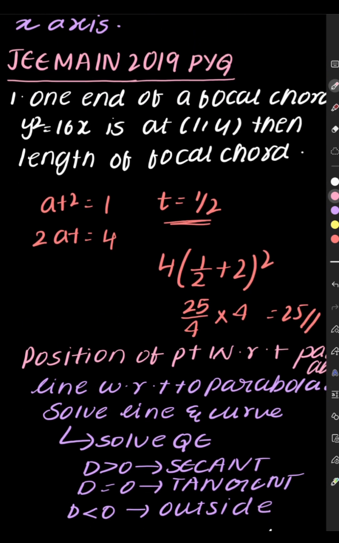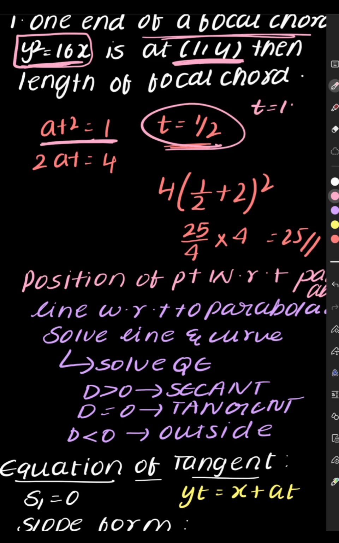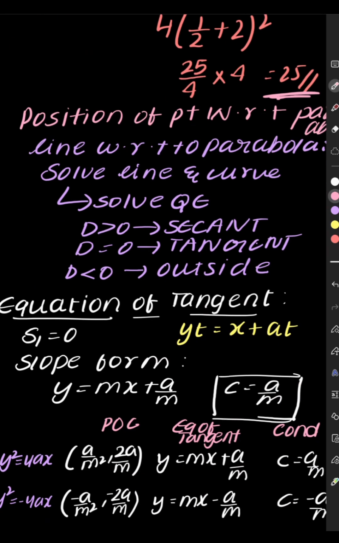Now let's look at a JEE Main 2019 PYQ. One end of a focal chord of y square equals 16x is at (1, 4), then find the length of the focal chord. So we have a parabola y square equals 16x and one end is (1, 4). So basically we're going to try to find the value of t, which is going to come out to be 1 by 2. And using the formula, you can just find the length of the focal chord, or just find the other end and use the distance formula.